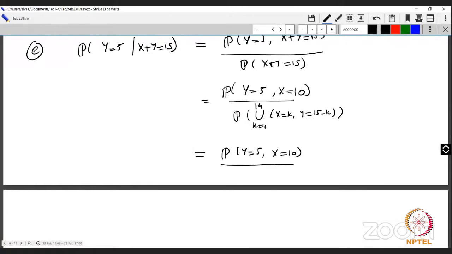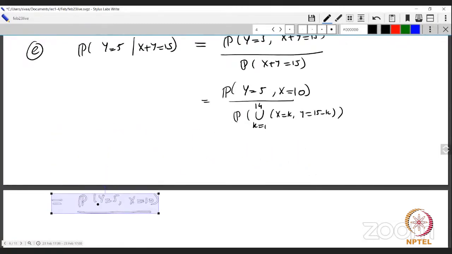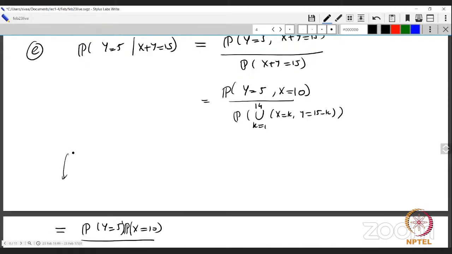This is y equal to 5. Okay, let me copy this down. Y equal to 5 and x equal to 10 is probability y equal to 5 times probability x equal to 10, because of independence, right? So I can use independence.